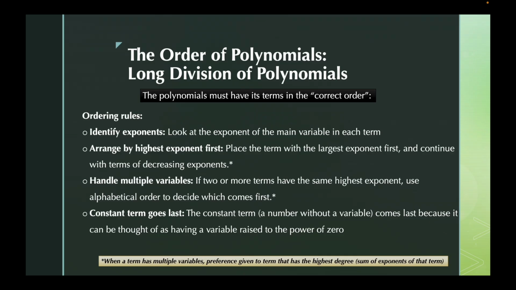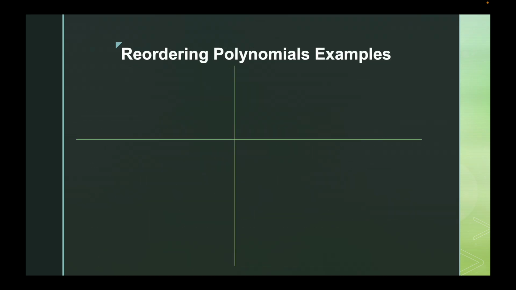Now, the word degree is maybe something that you have heard when you were introduced to algebra. The degree is basically the highest exponent in that term. And if you have more than one exponent, the degree is the sum of those exponents of that term. So we'll look at some examples that might actually make this a little bit easier for you.